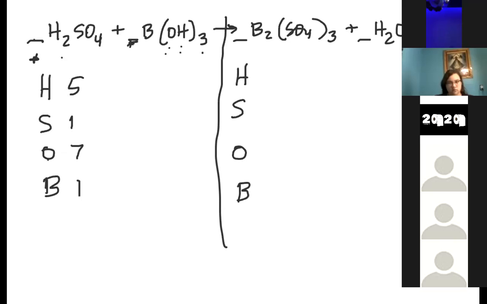So now we're going to do the same thing on the right side. On the right side, 1 times 2 gives me 2 borons. 1 times 1 times 3 gives me 3 sulfurs. 1 times 4 times 3 gives me 12 oxygens. 1 times 2 gives me 2 hydrogens, and 1 times 1 gives me 1 more oxygen, which gives me a total of 13. So I have 13 oxygens on the right side.